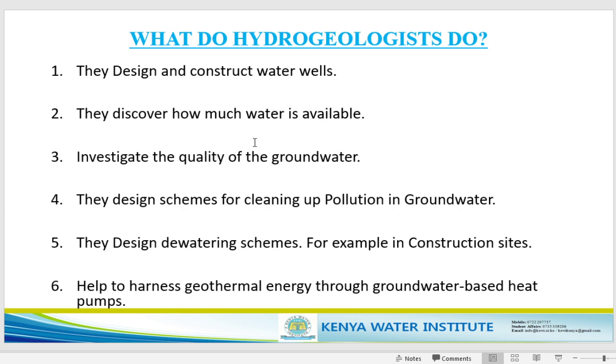They are mainly guided by the hydrogeological survey, which they do, and they design the water well knowing well the depth at which the water is, the quality of the water, and the type of the aquifer. And so they come up with a clear design of how to get that water from the subsurface.